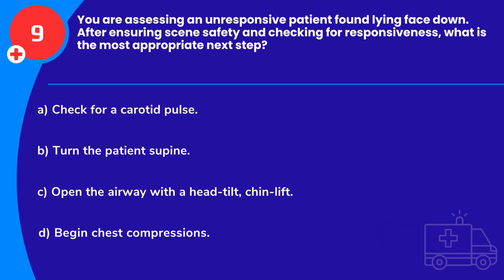Question 9. You are assessing an unresponsive patient found lying face down. After ensuring scene safety and checking for responsiveness, what is the most appropriate next step? A. Check for a carotid pulse. B. Turn the patient supine. C. Open the airway with a head tilt, chin lift. D. Begin chest compressions.